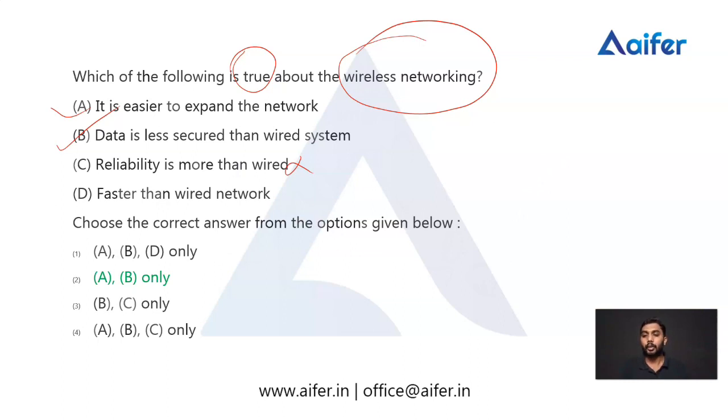Then option D, faster than wired network. It is wrong, because while comparing wireless network and wired network, the wired networking system is faster. So faster than wired network is wrong about the wireless networking. So the first one and second one options are true about the wireless networking.